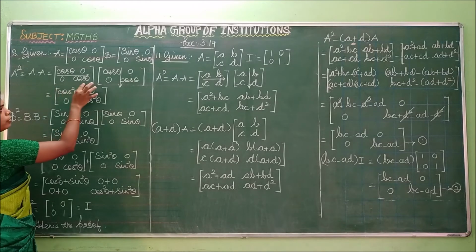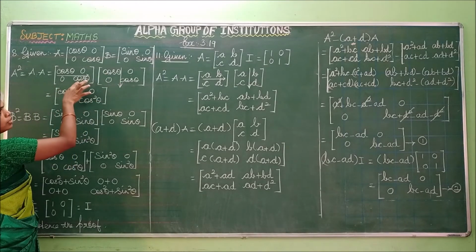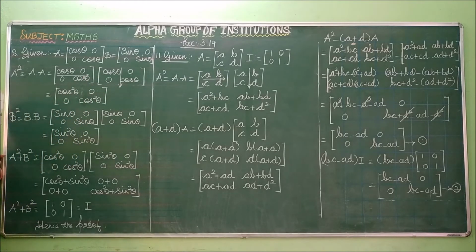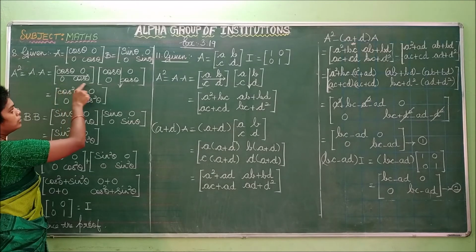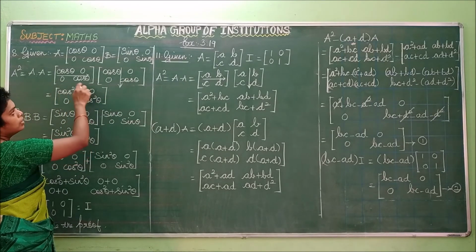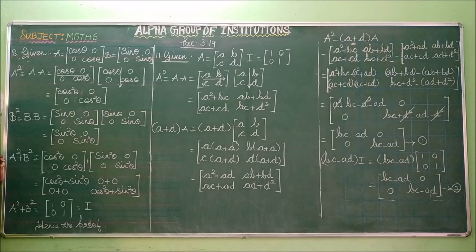Then listen, second row into first column. 0 into cos theta is 0. Cos theta into 0 is also 0. So 0 plus 0, which is equal to 0. Then listen here, second row, second column. 0 into 0 is 0 plus cos theta into cos theta, cos square theta. So I can simply write cos square theta.